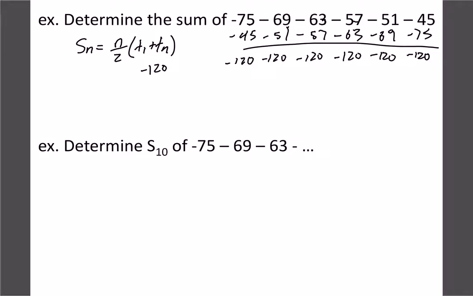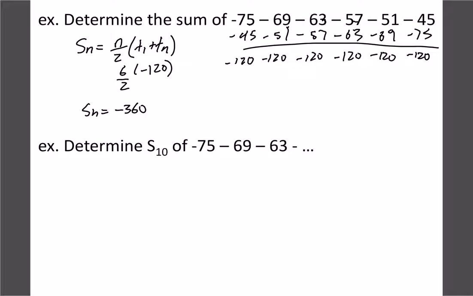So 1, 2, 3, 4, 5, 6. So 6 times 120 would be our sum. But we added the two rows together, so that's why we divide by 2, because we don't want the total of 120, we actually only want 60 times the 6. So in this case, we'd have 6 divided by 2 is 3 times negative 120 should give us negative 360.